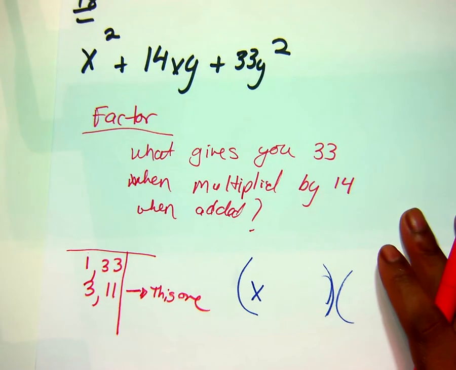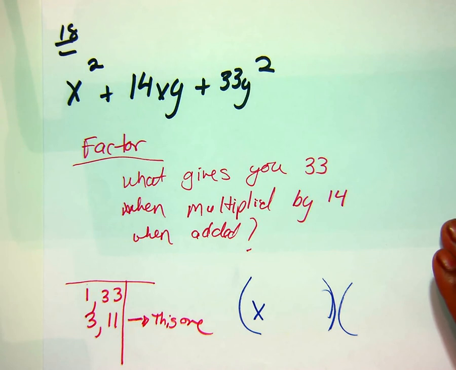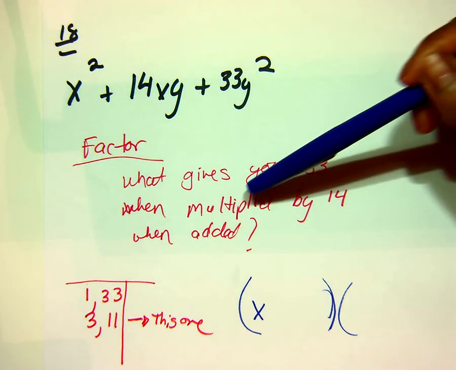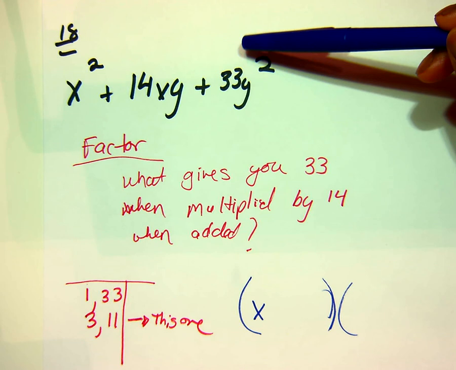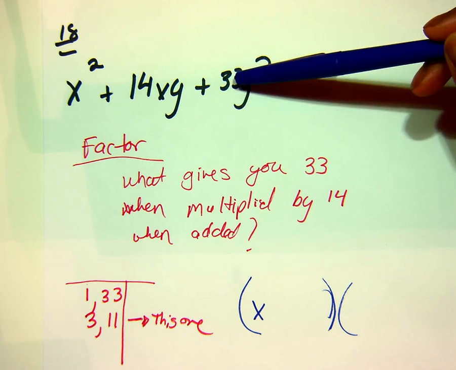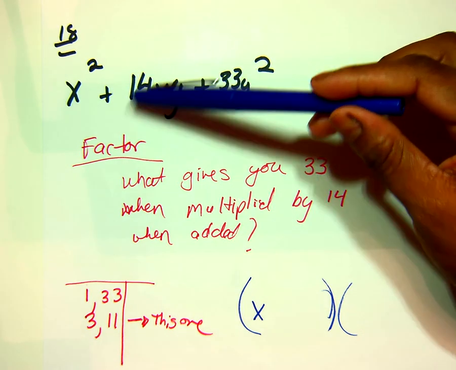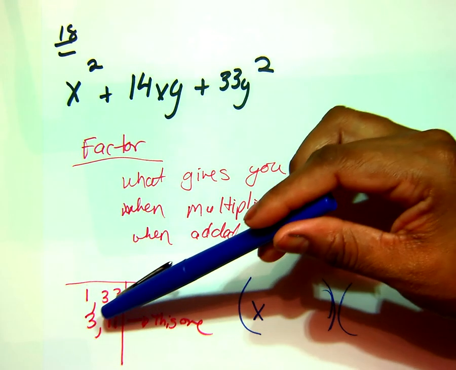And here goes your last example for the video. Again, you're factoring the polynomial. So notice it's asking you what gives you 33 when multiplied, but gives you 14 when added. So 33 is special because it's an odd number. Right here you got 1 and 33. That definitely doesn't give you 14. And then 3 and 11, because 3 plus 11 gives you 14.